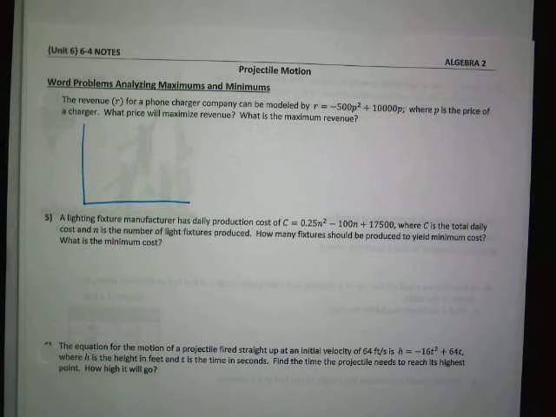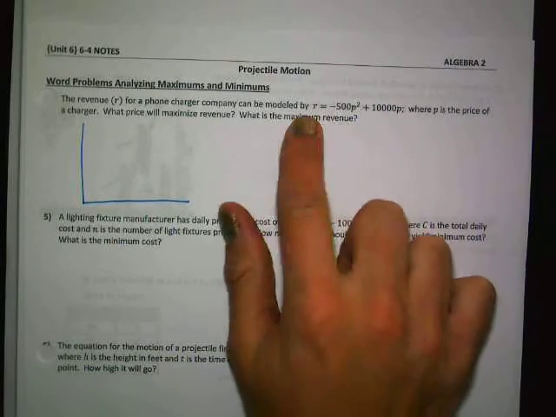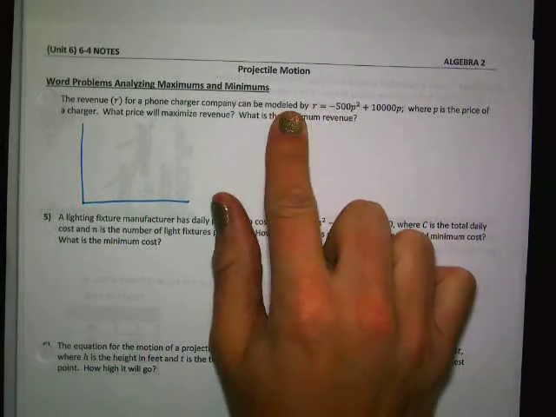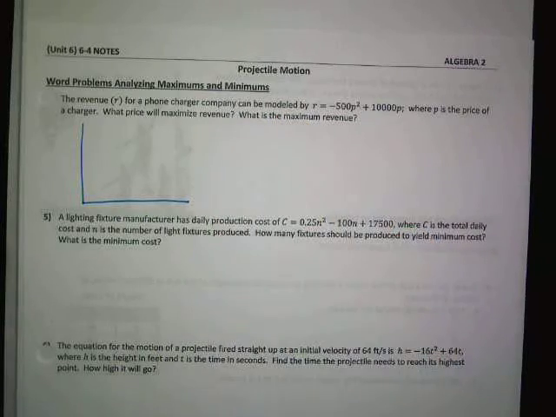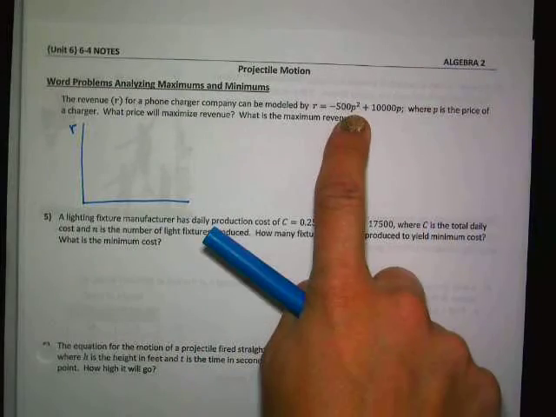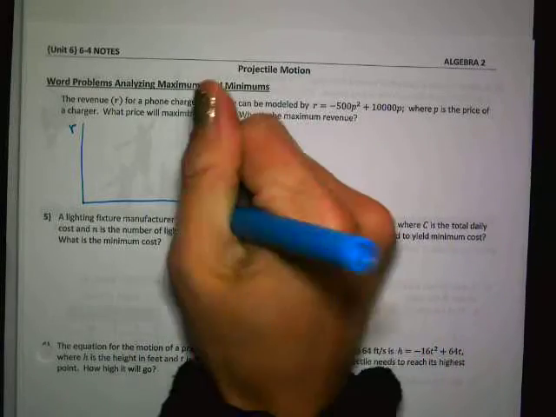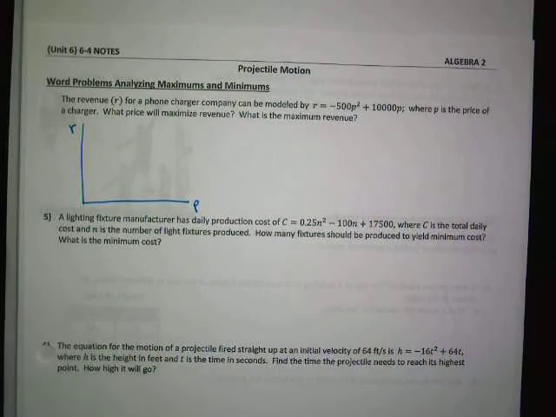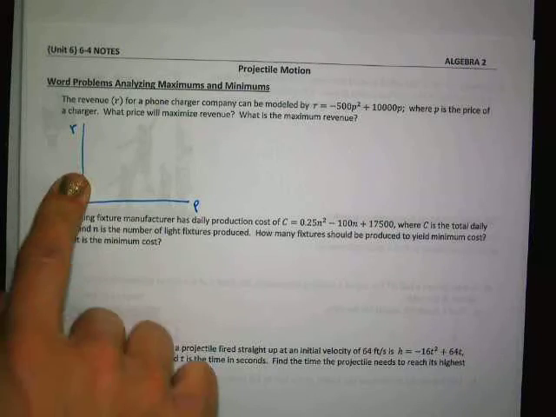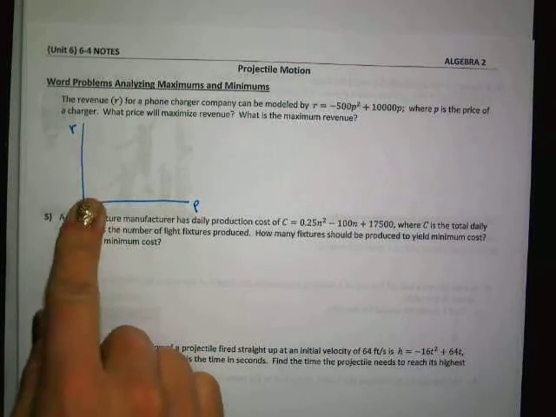Alright, I'm going to sketch a graph because I feel like that's going to help me interpret this situation. But my function is not in terms of y and x, it's in terms of r and p. So I need to decide which one's going to be on the y-axis and which one's going to be on the x-axis. Looking at your function, r is in the y spot, so r is going to go on the y. P is in the x spot, so P is going to go on the x, which means your y-axis is going to be the revenue, the p-axis is going to be the price.